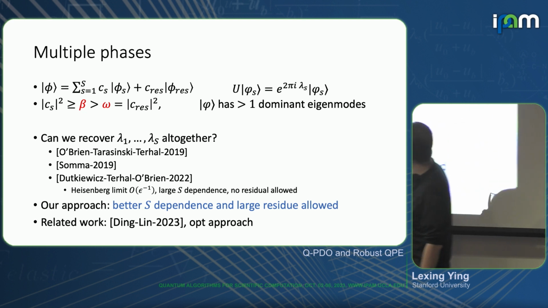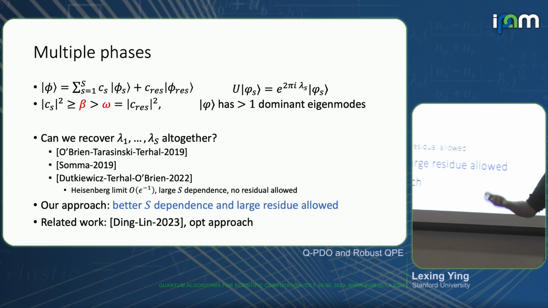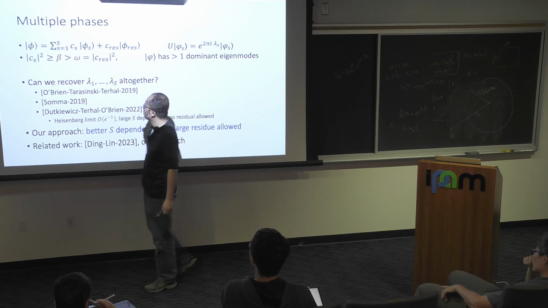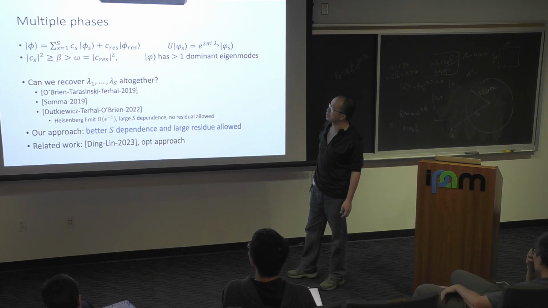So instead of having an eigenvector which has only one dominant mode, what if the eigenvector has several dominant modes? We index them by lowercase s from 1 all the way to capital S. Can we try to estimate all these eigenvalues, lambda s, simultaneously?